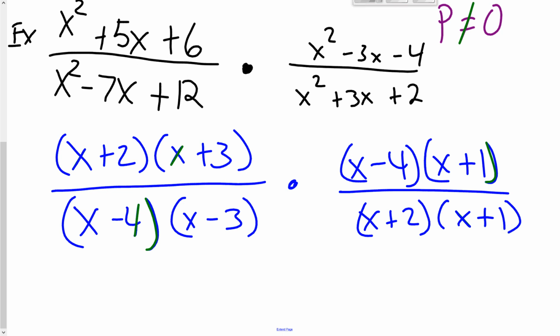Okay, so now let's cancel. We have an x minus 4 on bottom. Do I have an x minus 4 on top, either on the left or on the right? Okay, do I have an x minus 3 on top? Nope, so I can't cancel that one. Do I have x plus 2 on top? And then do I have an x plus 1 on top? So those all cancel, right? So that means what are my holes then?